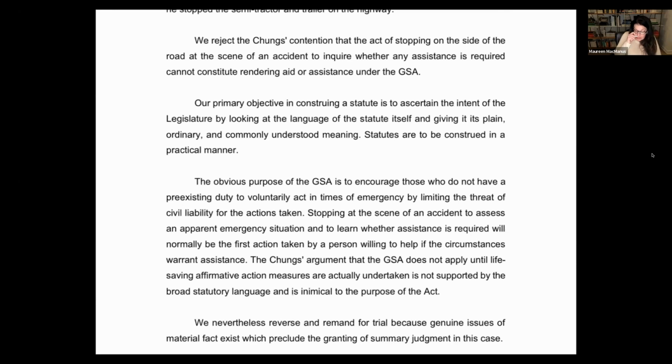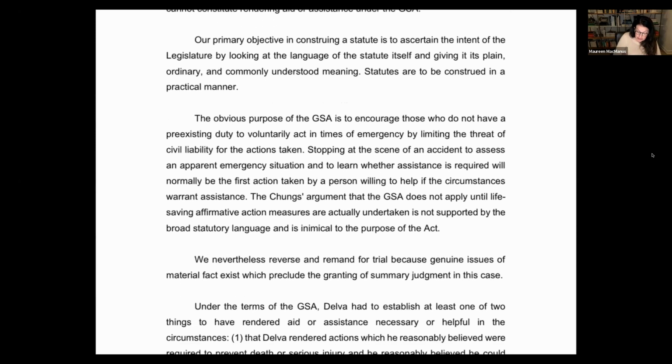Our primary objective in construing a statute. So here they're talking about what they do when they are construing the meaning of a statute, which is to ascertain the intent of the legislature by looking at the language of the statute itself and giving it its plain, ordinary, and commonly understood meaning. Statutes are to be construed in a practical manner. Then it says the obvious purpose. So here this is policy. Whenever they tell you what the reason for a rule is, that's policy.